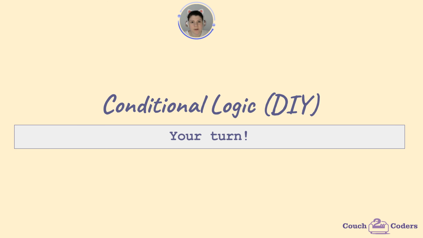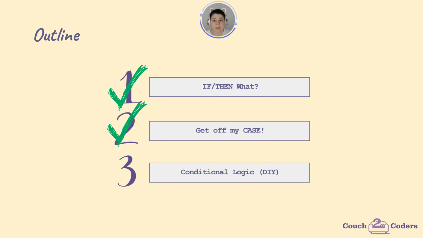Welcome back. In this final part of this module, you're going to get a chance to practice some of the conditional logic that we've been learning in parts 1 and 2. Keeping track of where we are in the outline, we've already completed part 1, which is where we explained what conditional logic is. Part 2, where I demoed an example using case logic. And now we're going to wrap up with part 3, where you have an opportunity to practice on your own.